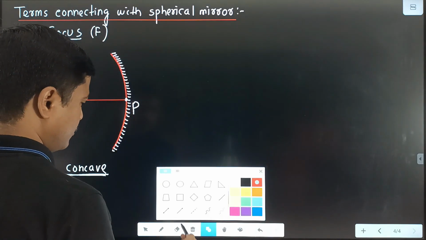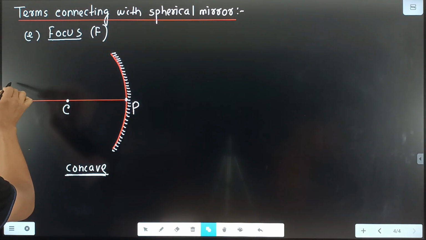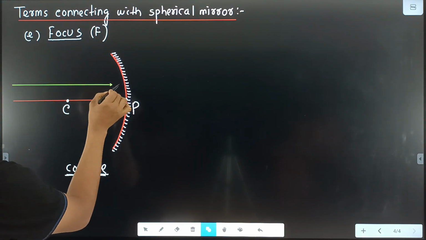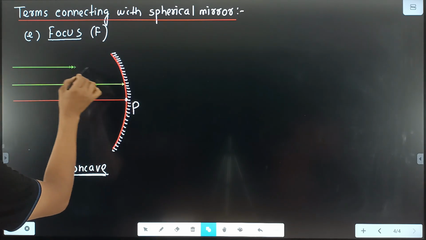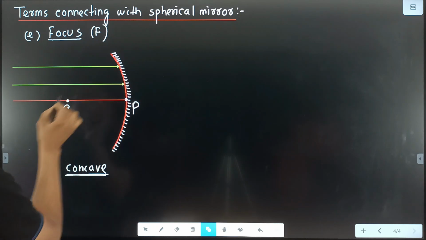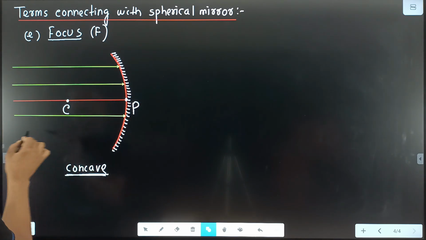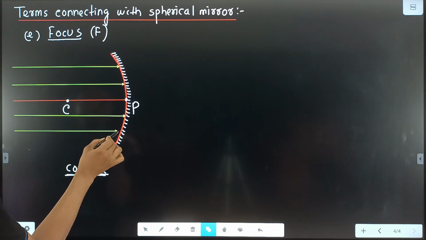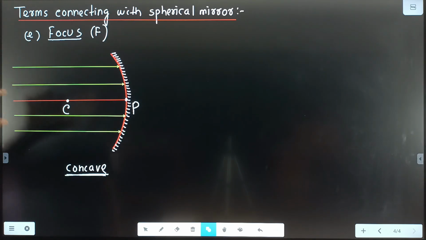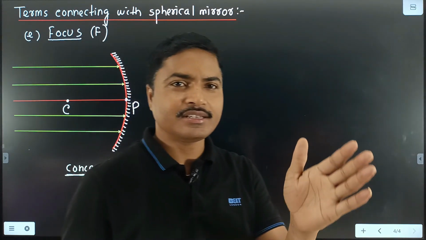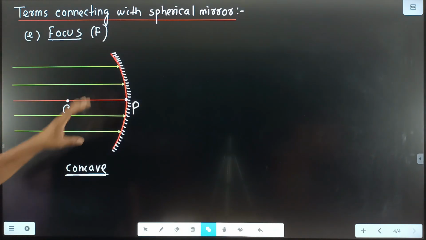And here we draw the parallel incident rays. Suppose this one is the first incident ray, and this is another incident ray. All are parallel to each other. If incident rays are parallel to each other, then the object is situated at infinity.